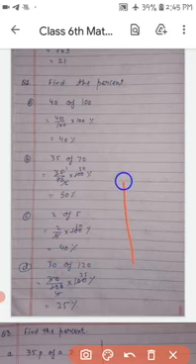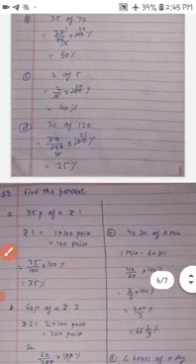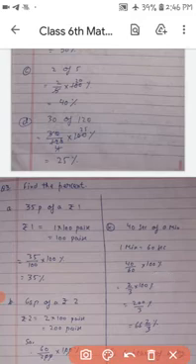2 of 5. 2 upon 5 multiply by 100 and write the percentage sign. 5 twos are 10, 2 twenties are 40%. Part D, 30 of 120. 30 upon 120 into 100. Now cancel out the number. 0. 3 fours are 12. Now 4 twenty-fives are 100. Now the answer comes to 25%.